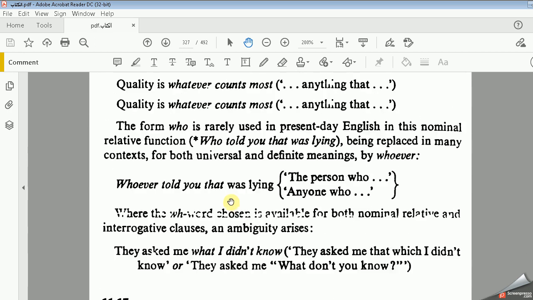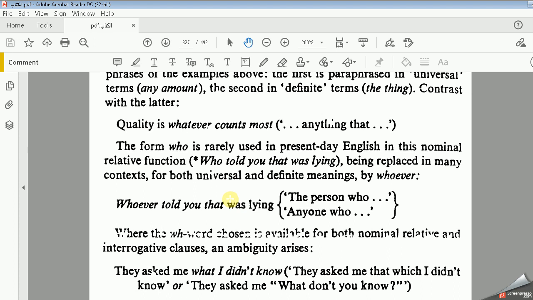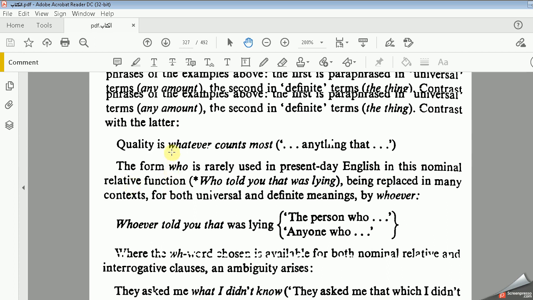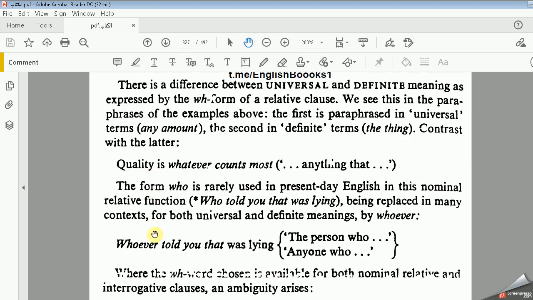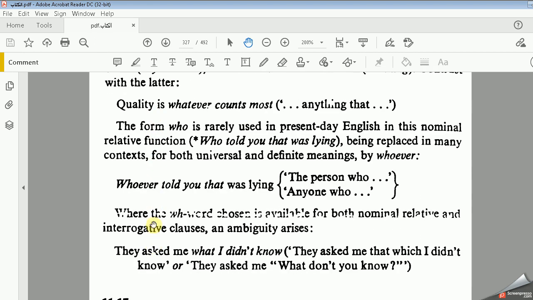Another point that should be taken into consideration is that the form who is rarely used in present-day English in the nominal relative function. As we said, these nominal relative clauses are introduced with a WH element, but in everyday usage, who is rarely used nowadays in the nominal relative clause, like this: who told you that was lying?